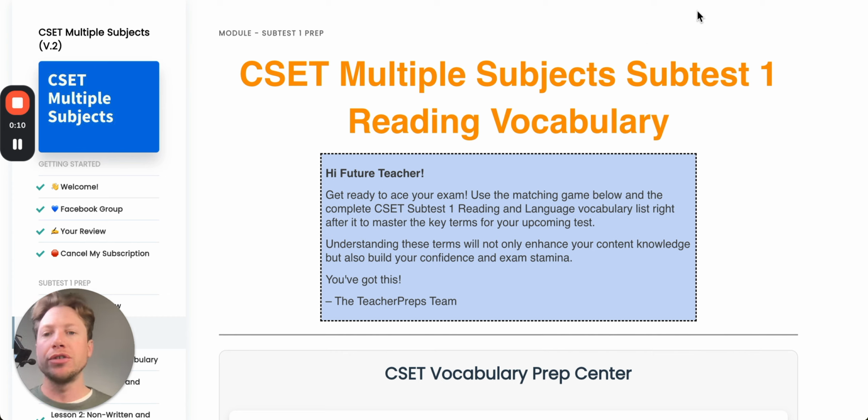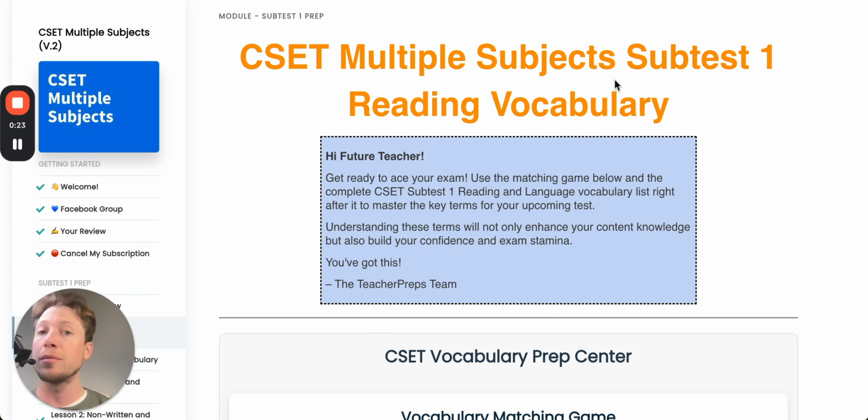I was thinking about the most under-talked about, undervalued aspect of what you need to study to pass Subtest 1 of your CSET multiple subjects exam, and I concluded it's vocabulary. Vocabulary, meaning the technical terminology, for example, the difference between phonological and phonemic awareness, or between a phoneme and a morpheme, or between literal, evaluative, and inferential comprehension. These are all extremely important because a lot of the questions you will receive on test day are rooted in the technical terms that the question is asking you to demonstrate your understanding of.